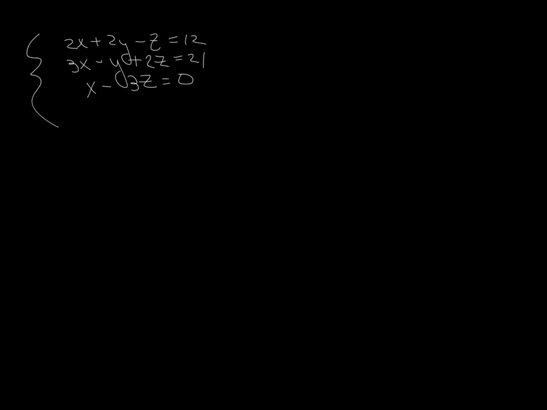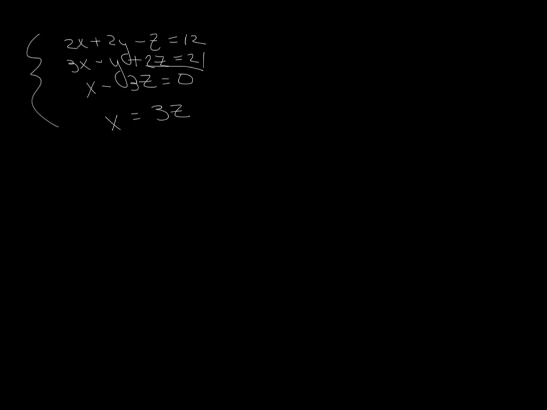So what I'm going to do is look at the simplest one, and rewrite that as x equals 3z. So what that means is I'm going to look at the other two equations, and whenever I see an x, I'm going to put a 3z in there. That'll get rid of my x's, leaving me with just y's and z's.